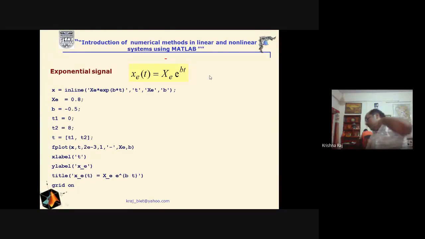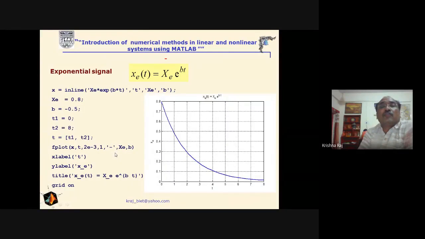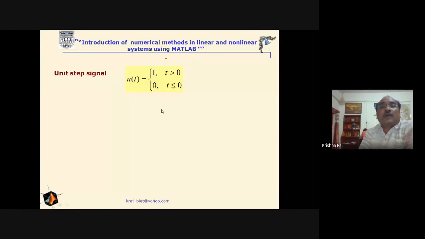Then we use a command. Previously we used the command plot, and plot just gives a plot between x and y. fplot is for the function. So when we write fplot, we have to describe the function and its range also. And in between the range and function, what is this? If we recall, it is the line specifier. The line specifier describes the line style, line color, and the line marker. Here we have used a dash, that is a solid line, with blue color. So this is the description of this signal.